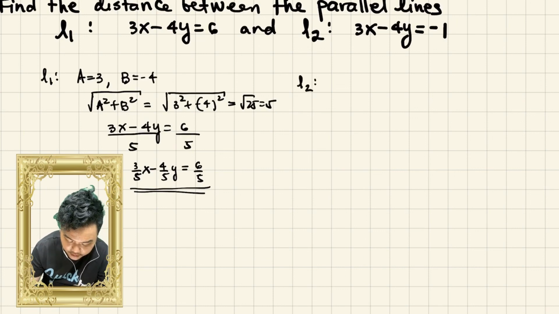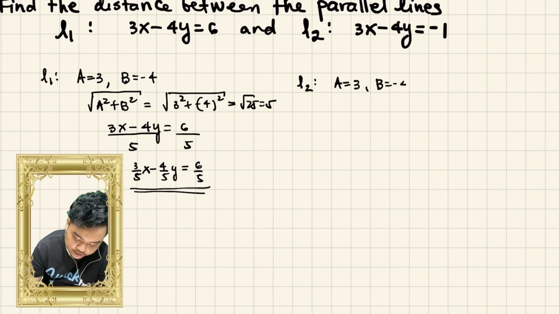So, si L2, anong A mo? A mo is 3, ang B mo ay negative 4 din. So, itong ganito niya is 5 din.